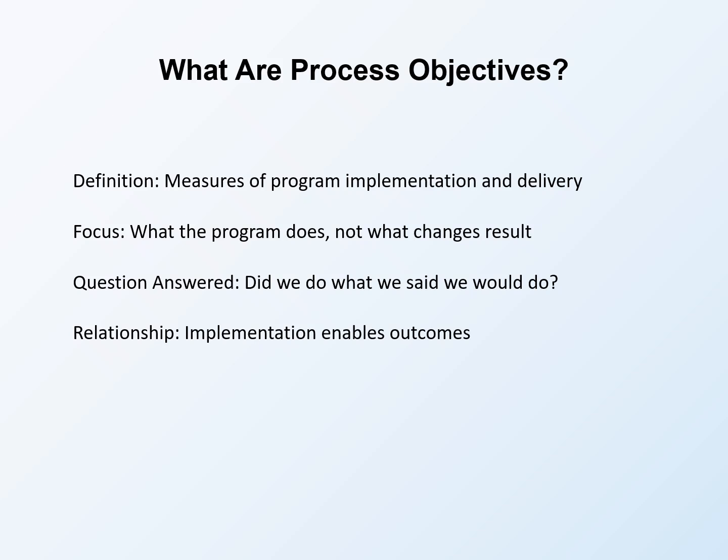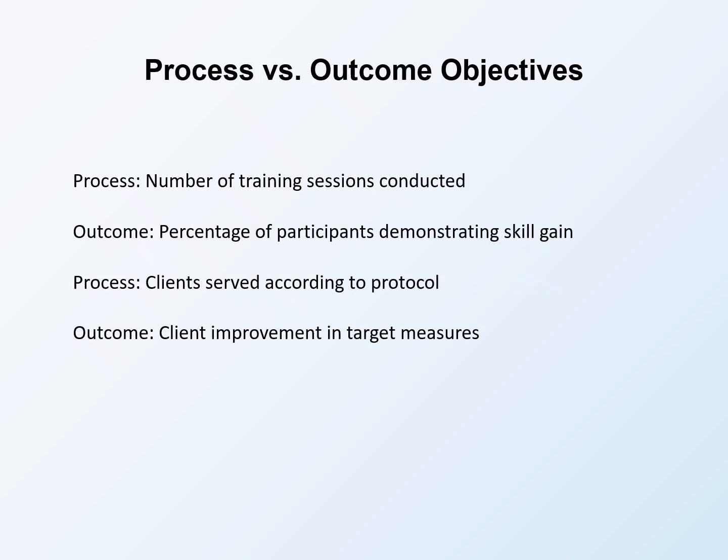The relationship to outcomes is enabling. Good implementation makes outcomes possible. If you do not implement well, you cannot expect outcomes. Process objectives track whether you are creating conditions for success. They also provide early warning if implementation is going off track. Distinguishing process from outcome objectives is essential for clear program evaluation.